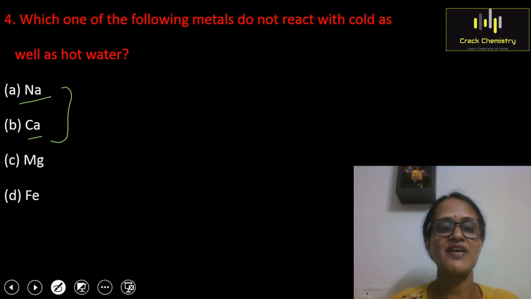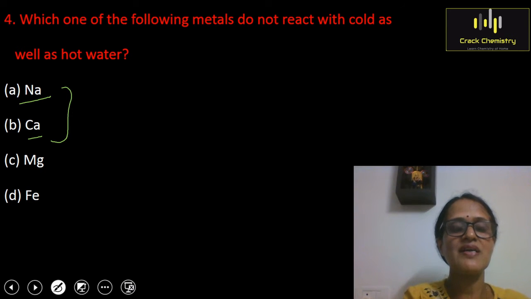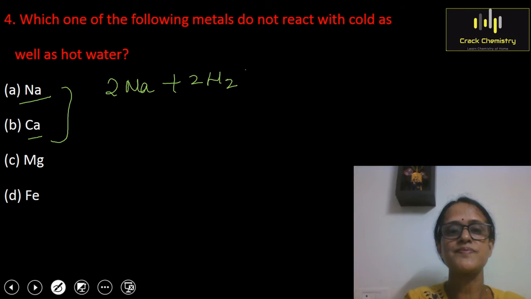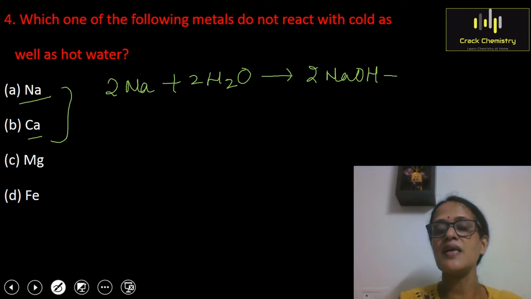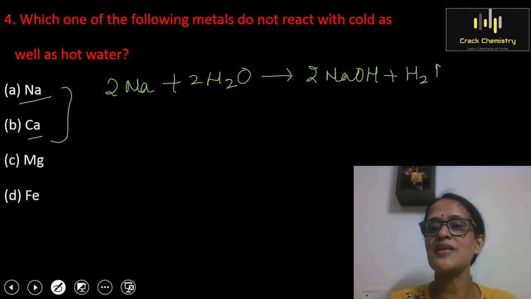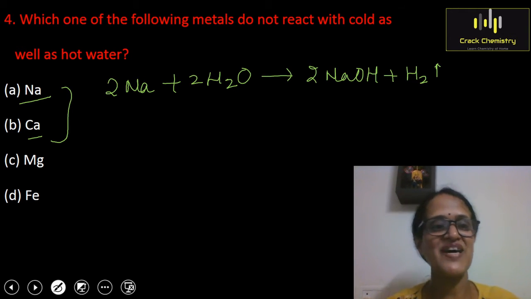It catches fire. So I can write the reaction here. Reaction of sodium with water is 2Na + 2H2O. You will get sodium hydroxide plus hydrogen gas liberated, and as the reaction is highly exothermic, the hydrogen gas which is produced here catches fire.